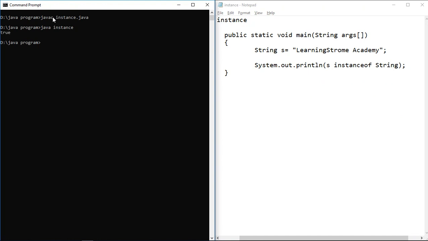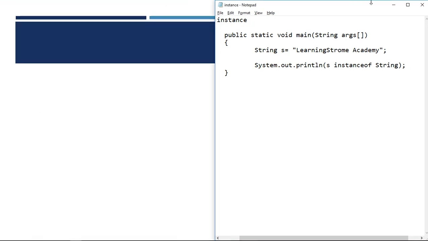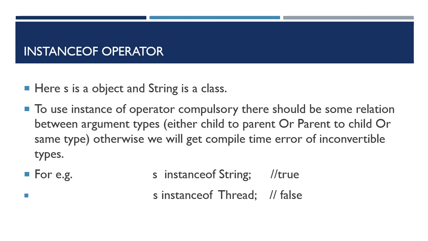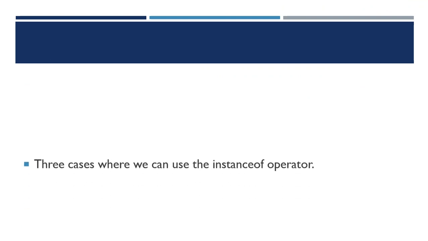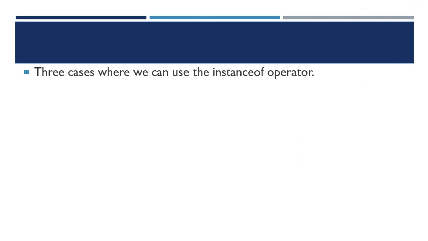See, we are going to get true. It means that yes, S is an object of the String class. Okay friend, this is the first rule. But as I was telling you, there are some rules. So what is that rule? The first rule: there are three cases where we can use the instanceof operator.